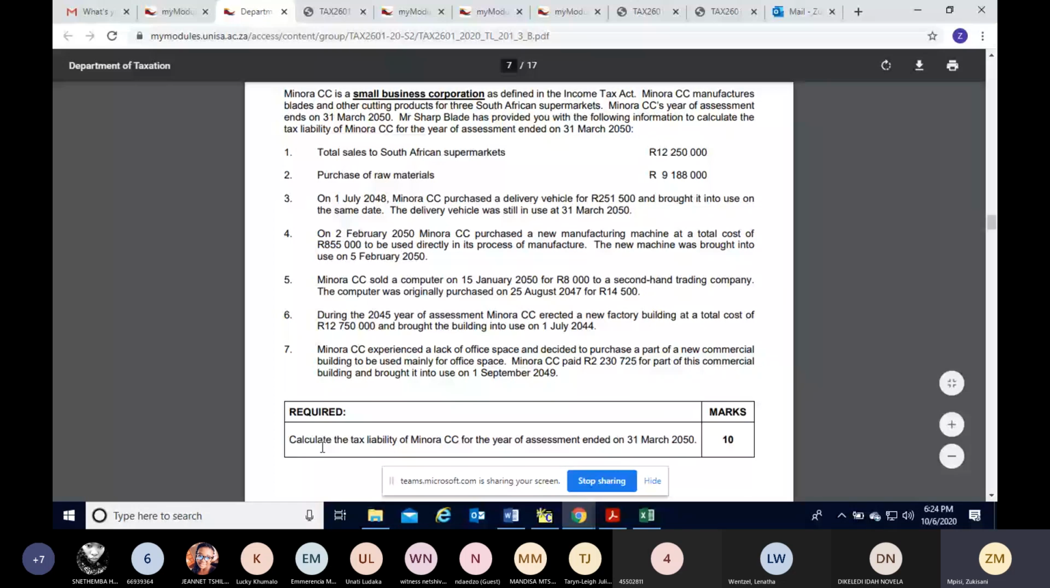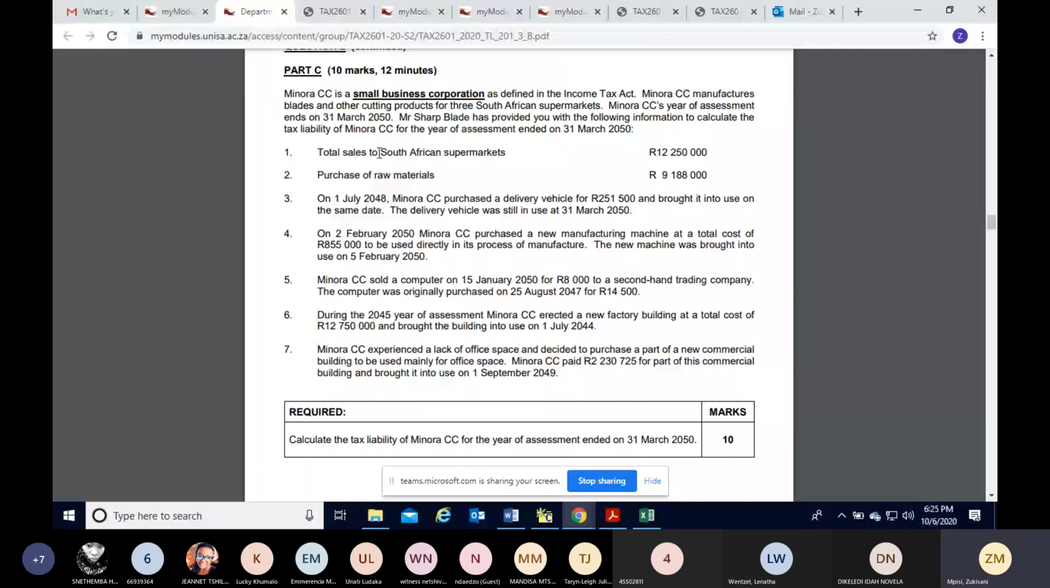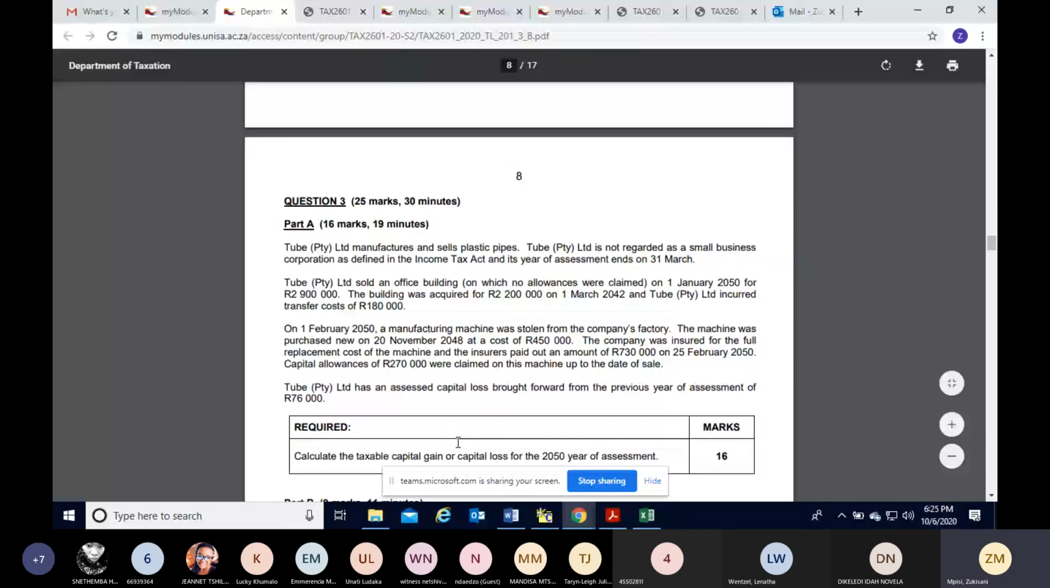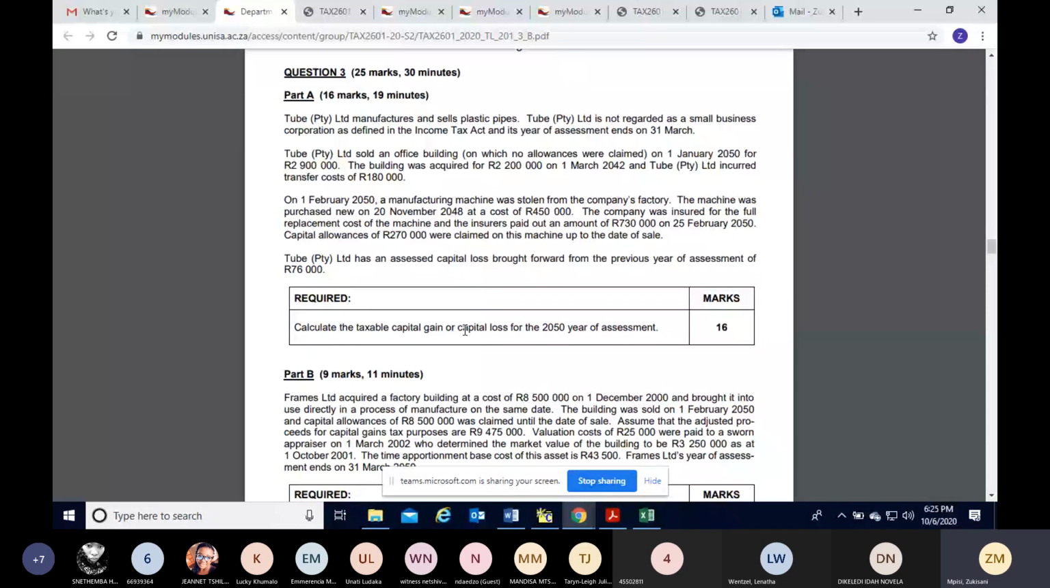This means that the tax rate that is applicable is for a small business corporation. Question 3, you have to calculate a taxable capital gain. So you have to do exactly what we did today. The first important thing is to determine which year the asset was acquired. So if the asset was acquired after 1 October 2001, then it becomes easy. If it was acquired before then you are going to need to apply paragraph 26.